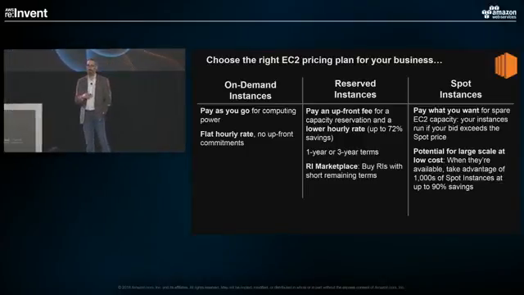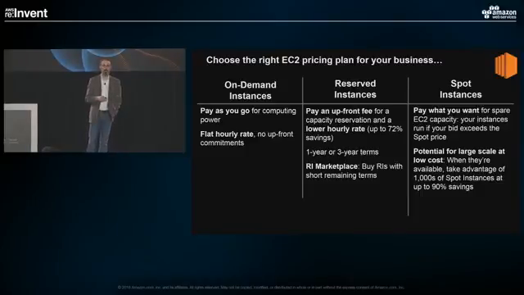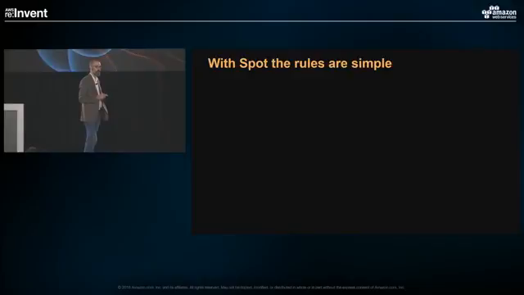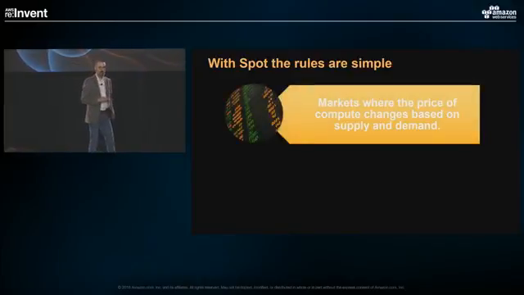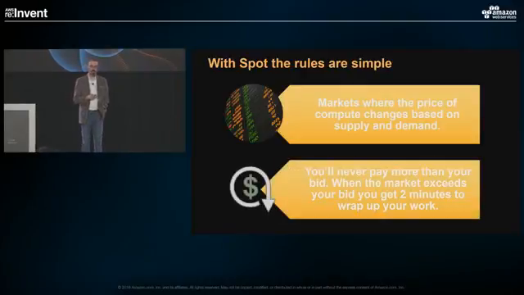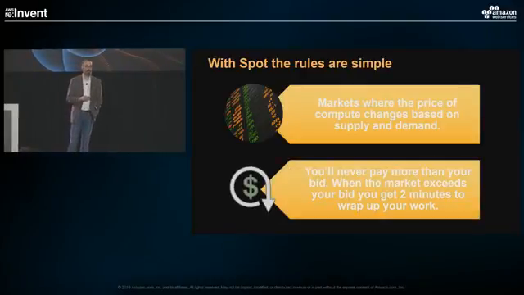And I want to focus on spot here because of all of these, spot is one of the ways that you can save the most money. So with spot, the rules are simple, right? The market is where the price of the compute fluctuates based on supply and demand. And the second rule here is you never pay more than your bid, right?